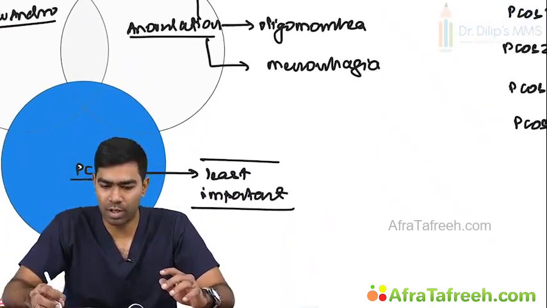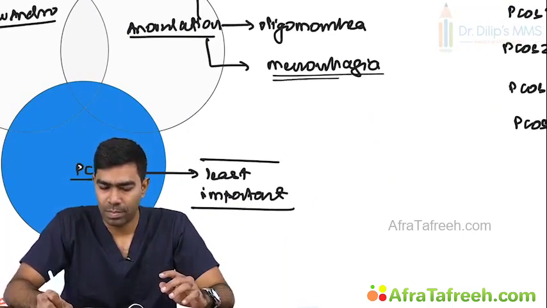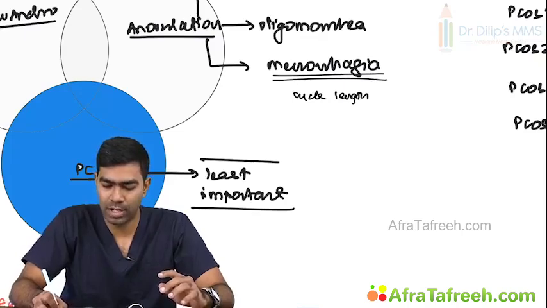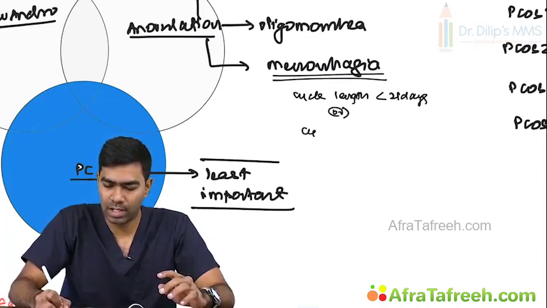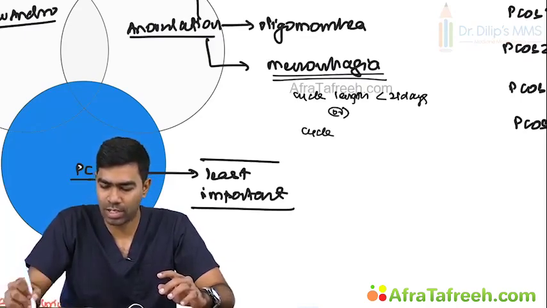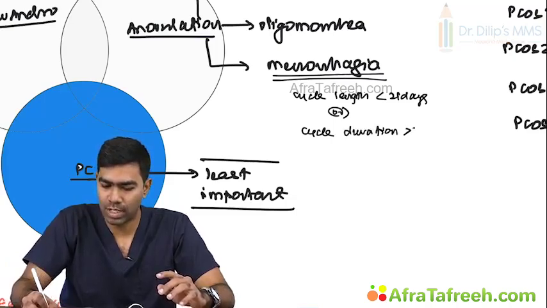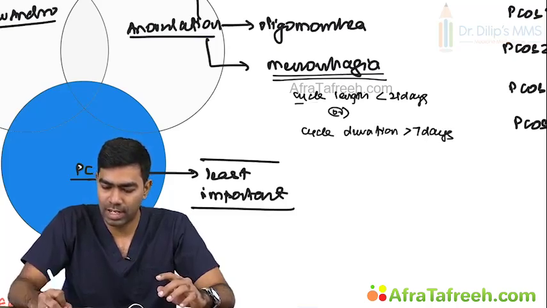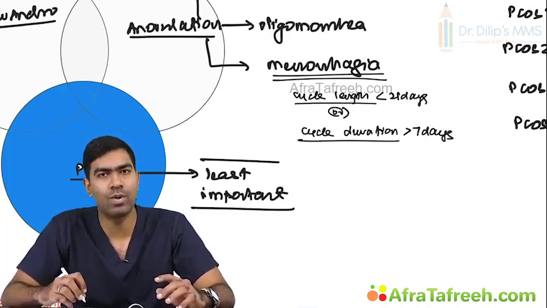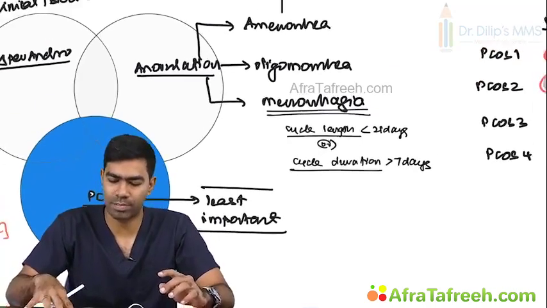So what do you mean by menorrhagia? Menorrhagia means your cycle length is less than 21 days, or a single cycle lasts for more than 7 days. Cycle length less than 21 days or cycle duration more than a week, this is what we define as menorrhagia.